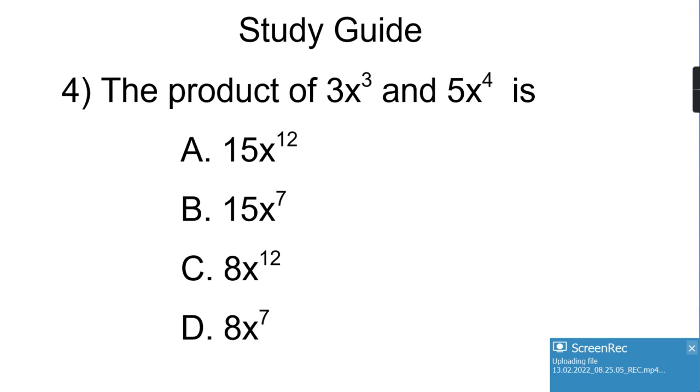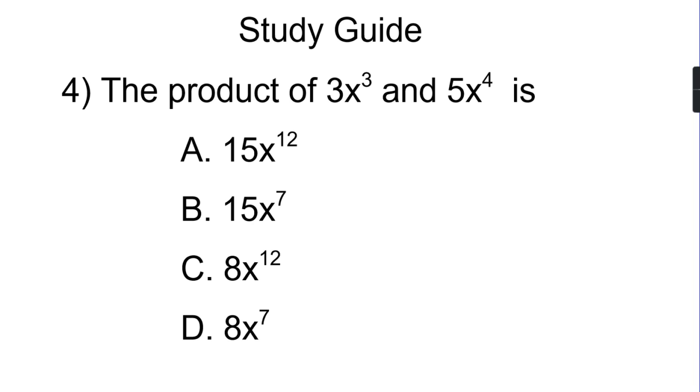In this video, I will show you questions 4 and 5 on your study guide. Both of these involve multiplication. Okay, so question 4 says the product of 3x to the third power and 5x to the fourth power is, and you have choices A, B, C, and D.